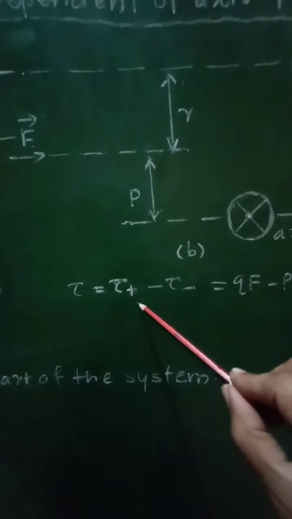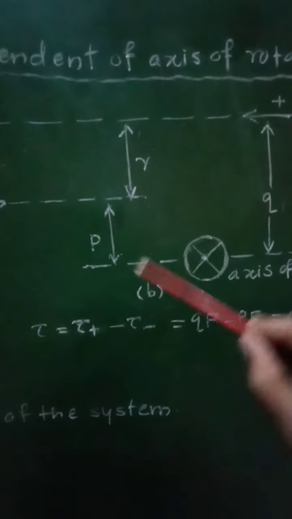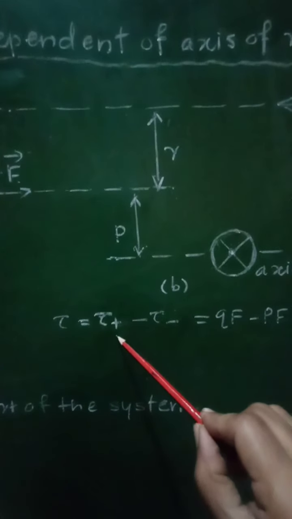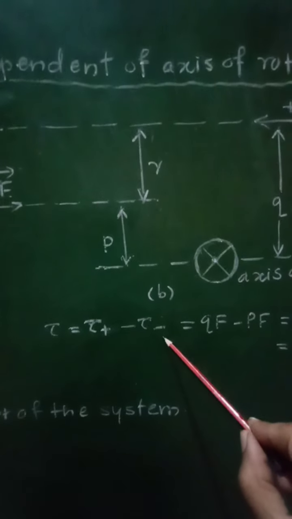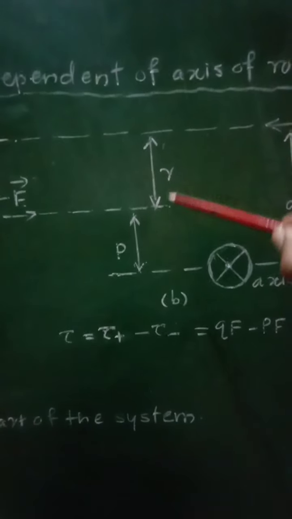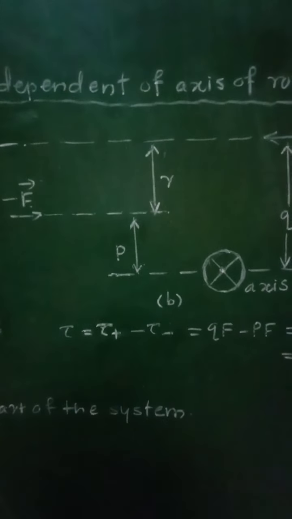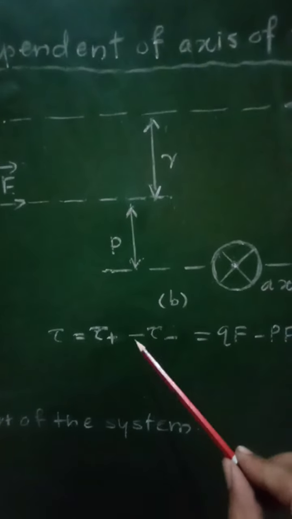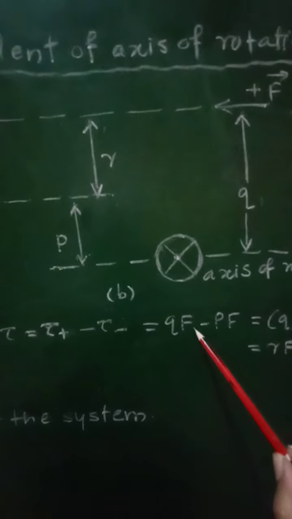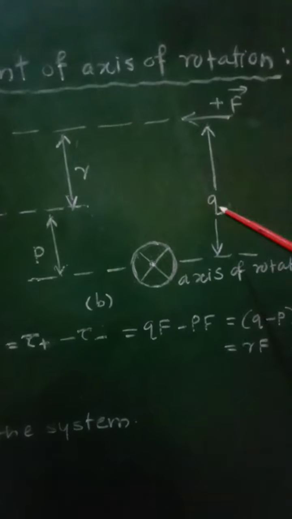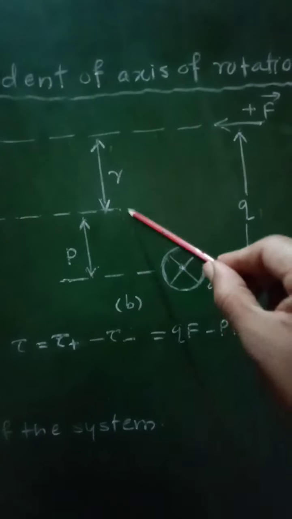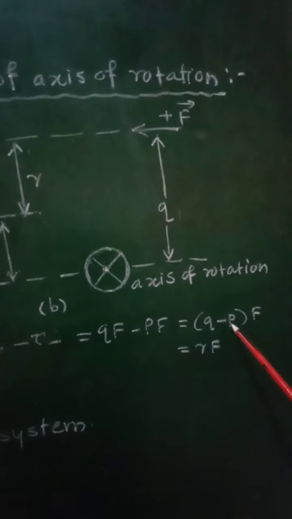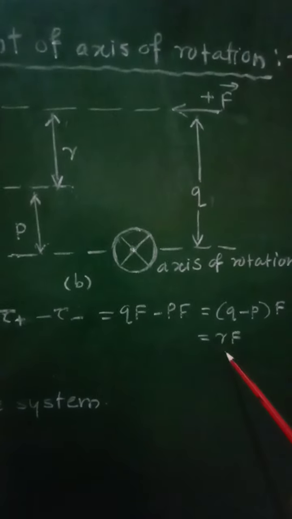And therefore, again for this second figure, that is for figure B, we can write total torque will be equal to subtraction of these two torques due to plus F and minus F, so it is torque plus minus torque minus. As the lines of action of both the forces are on the same side of the axis of rotation, there will be subtraction of these torques, and that will be equal to QF minus PF. Taking F common, Q minus P into F, but Q minus P is equal to R, and therefore it is equal to RF.